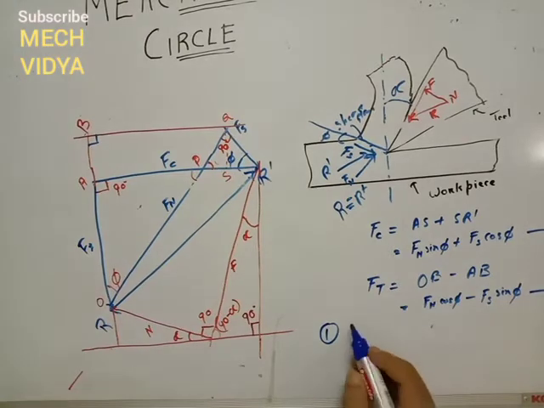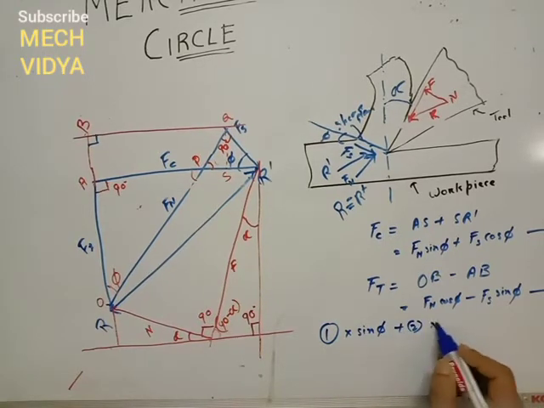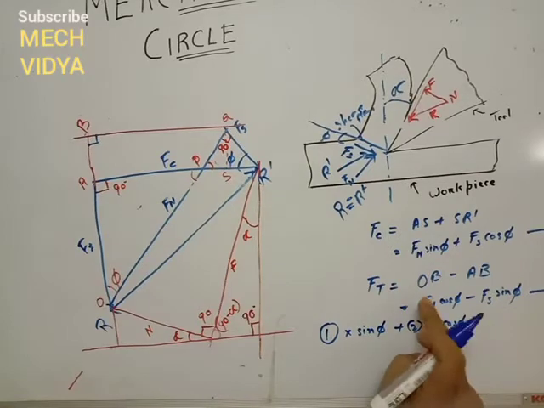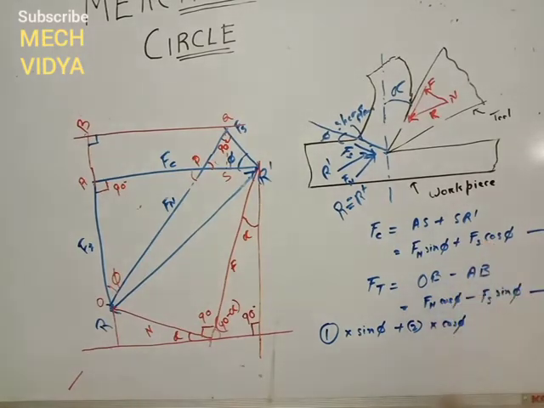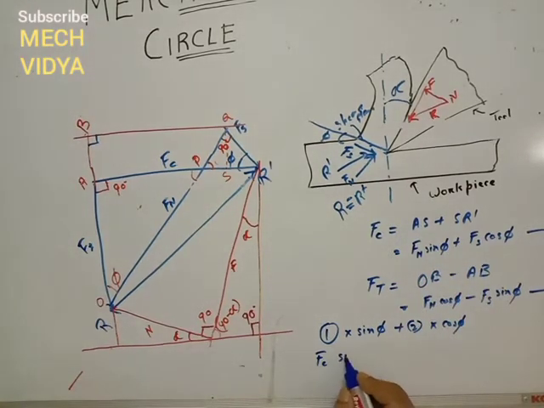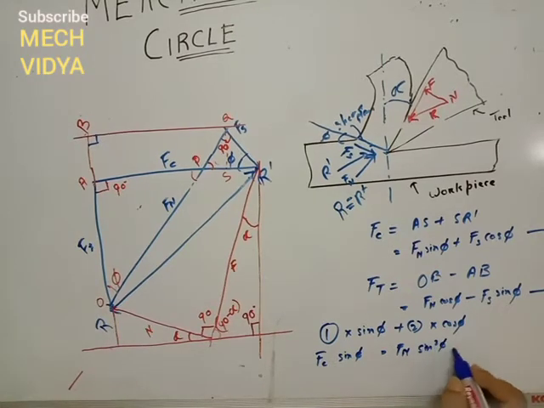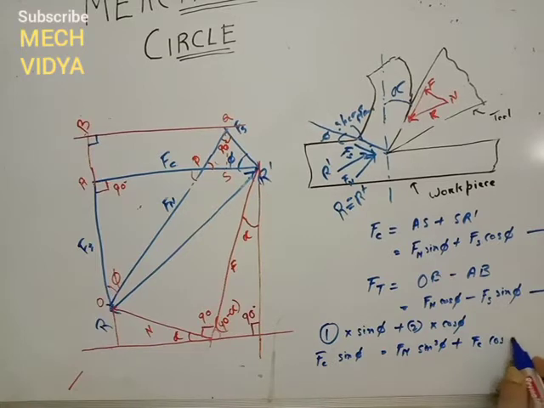Equation 1 into sine phi plus equation 2 into cos phi. This is the second equation and this is the first equation. If we do this, what will we get? Fc sine phi is equal to Fn sine square phi plus Fc cos phi sine phi.